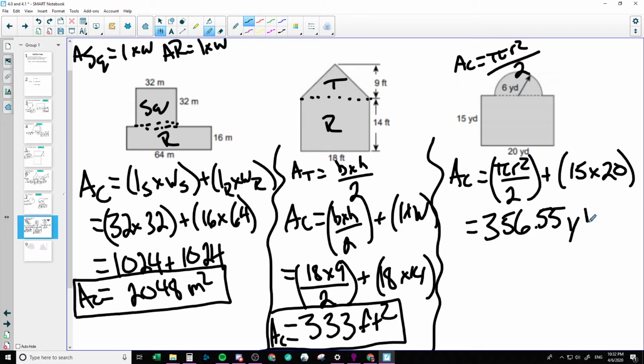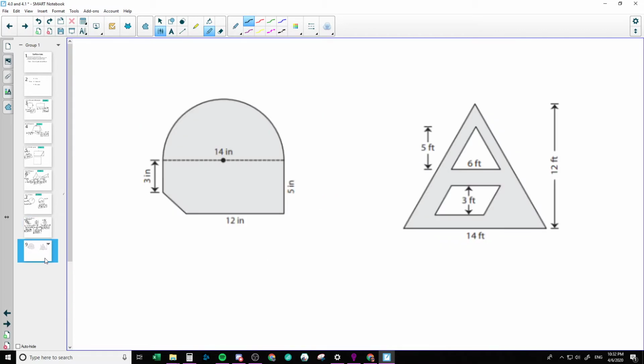And this is in square yards. All right, these are the simpler composite shapes. When we're talking about a more complicated composite shape question, we're looking at things that look like these questions.